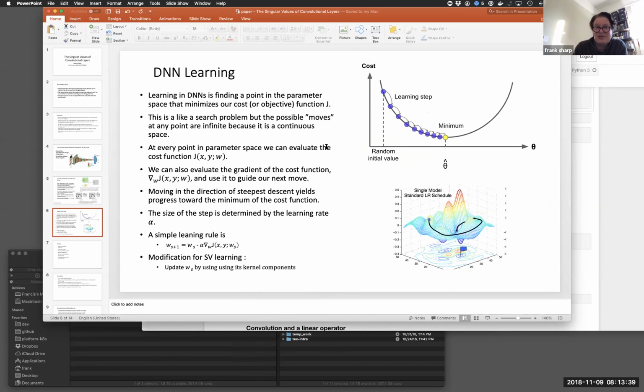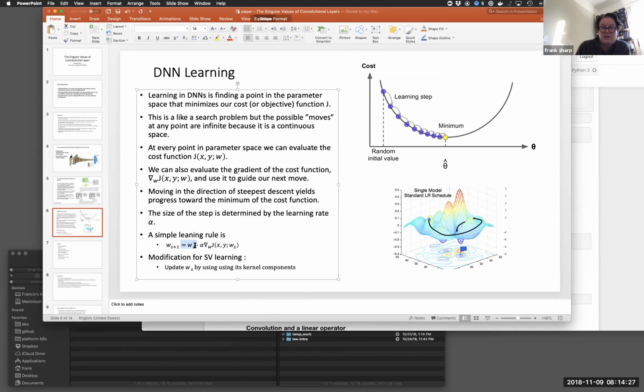Another very brief introduction to what deep learning does. We've got some objective function, and it's defined over a parameter space, and we're interested in finding the minimum of this objective function in the parameter space. And so we do that by computing a cost function at a point in the parameter space, and then using a gradient of that with respect to the parameters, moving our point in that direction, or actually in the opposite direction. So this is our learning rule.